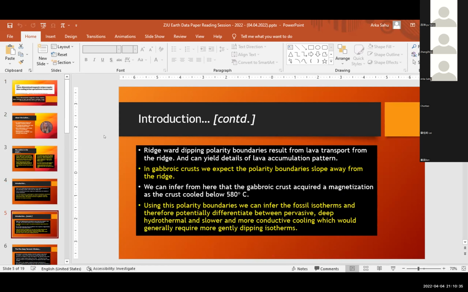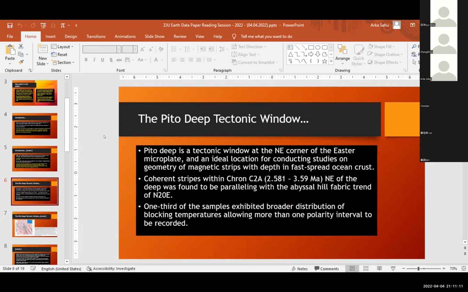Usually when we get polarity boundaries, reversal boundaries, a ridgeward dip is expected if the accumulation is from the lava. However, from these polarity boundaries, we can infer the isotherms, and we can potentially differentiate between different kinds of cooling patterns. For example, pervasive deep hydrothermal and slower, more conductive cooling patterns require gently dipping isotherms. So these are the basic fundamentals on which the paper has been written.